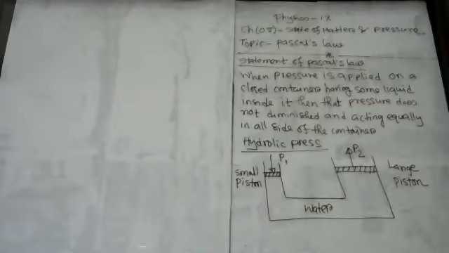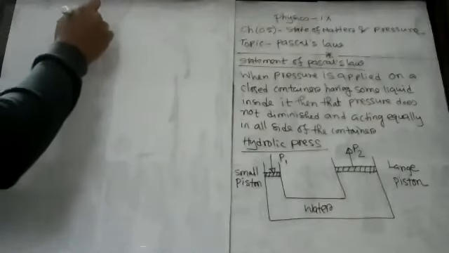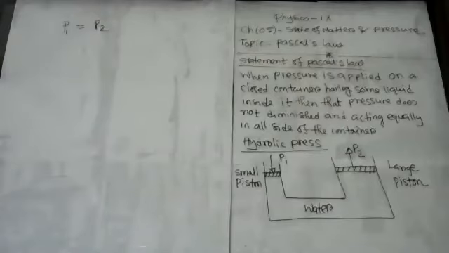Okay. And this pressure is acting vertically. This pressure is acting perpendicularly and also equally on all sides of the container. So what does it mean? It indicates that applied pressure P1 will equal applied pressure P2. So we can say that pressure P1 will equal pressure P2. Here P1 is the applied pressure at the small piston, and here P2 is the obtained pressure at the large piston.